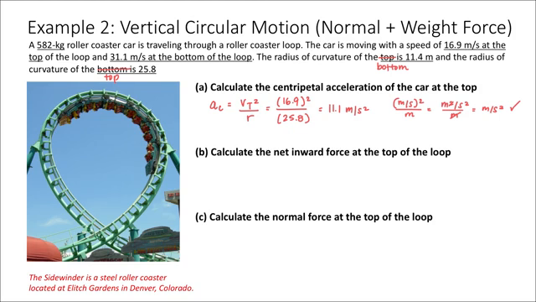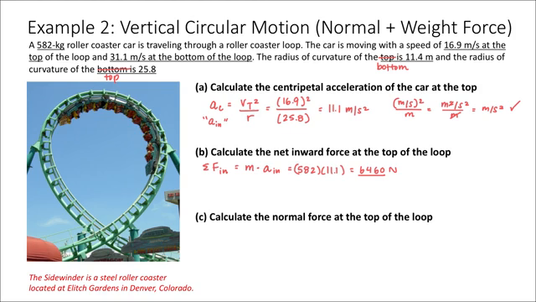To calculate the net inward force, all we need to do is multiply the centripetal acceleration, or the net inward acceleration, by the mass of the car. This gives a net inward force of 6,460 newtons. Now, to calculate the normal force at the top of the loop, we'll need to draw a force diagram on the roller coaster to analyze all of the forces pointing in the direction of the radius of the circle.